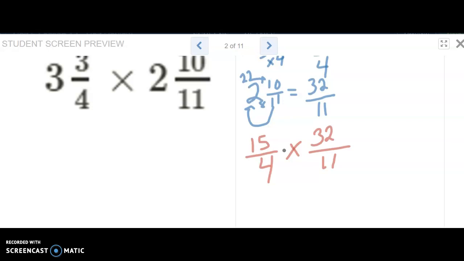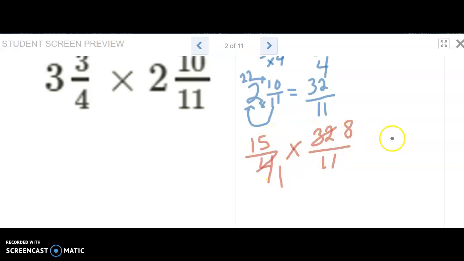So I noticed that 4 and 32 both have a common factor of 4. So 4 goes into 4 1 time, and 4 goes into 32 8 times. So I'm going to do a little bit of simplifying before I multiply. It makes my numbers smaller, so they're a little bit easier to manage. Now I've got 15 over 1 times 8 over 11.